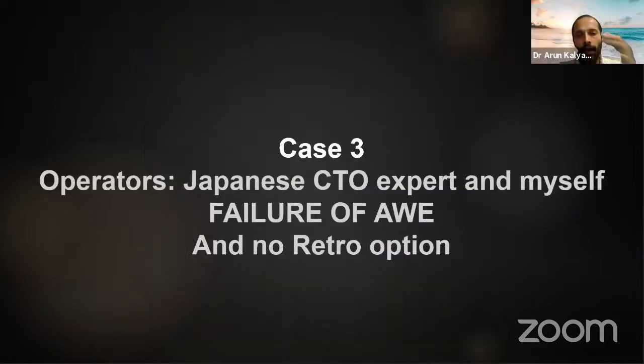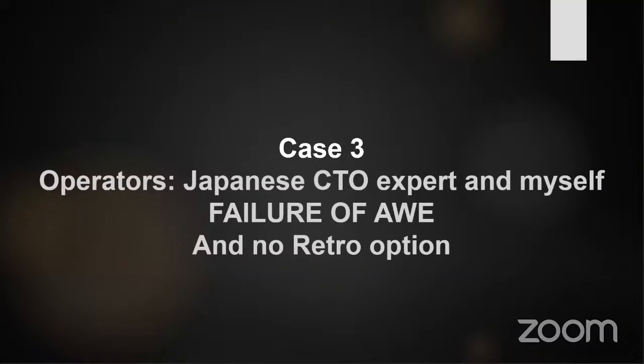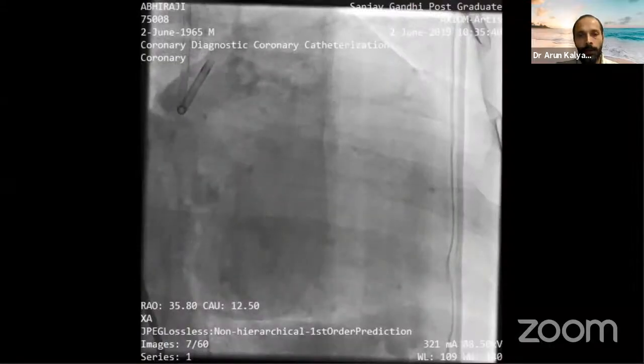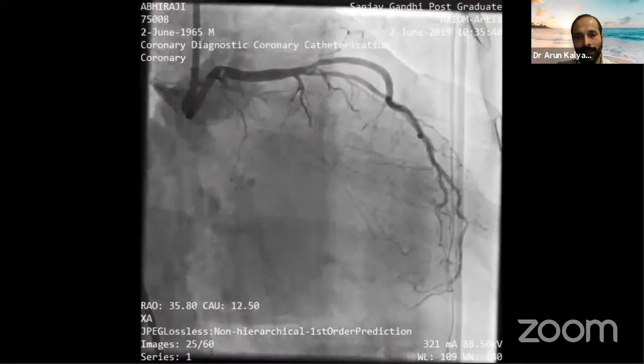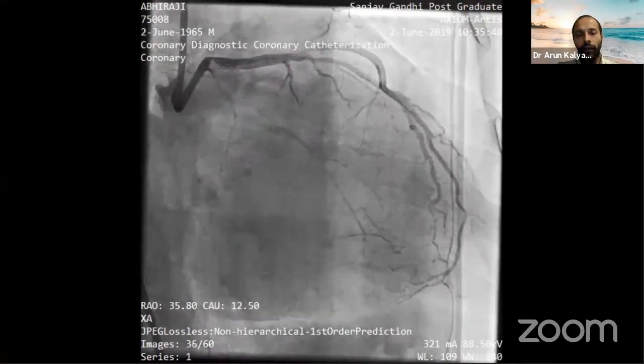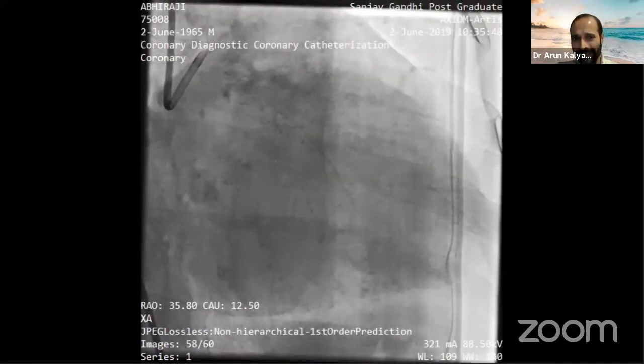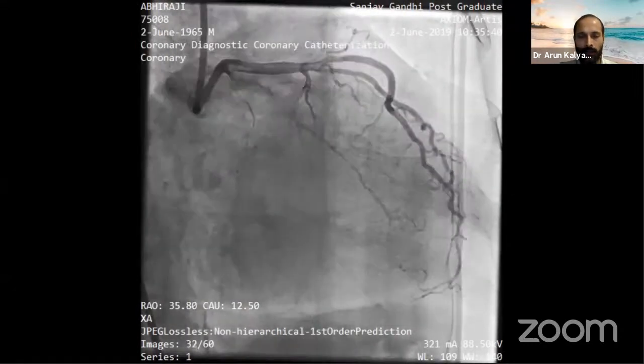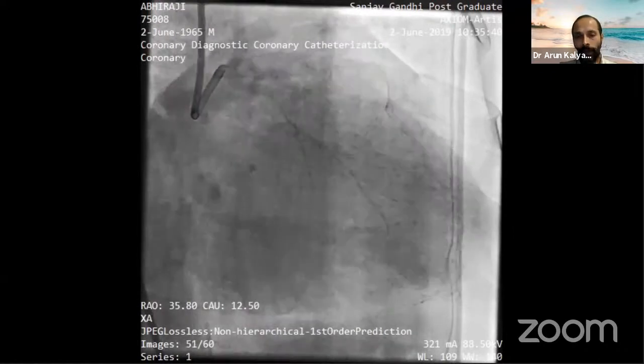Sure. So I'm going to really show this case because this was a fantastic case that I did last year along with a Japanese CTO expert. I kind of want to just touch upon this because this really shows you the best of East and West, and also what works, what doesn't work, how do you keep moving. So as you can see, this is a case of a circumflex CTO that I had the opportunity to work with one of the Japanese senseis to do along with him. So we had 2 experts.